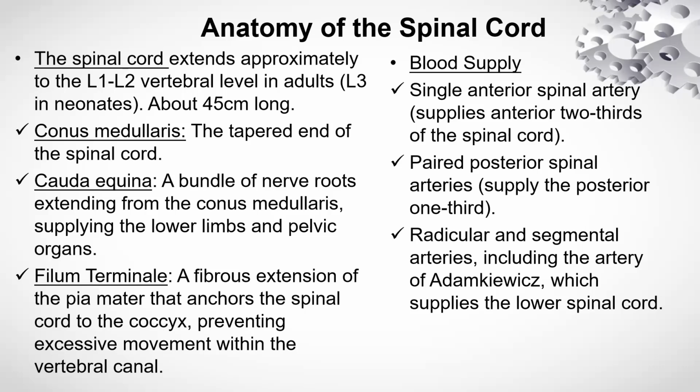All right, the spinal cord is supplied by a single anterior spinal artery, which supplies about the 2/3 anterior part of the spinal cord, while the posterior spinal arteries supply the posterior 1/3. We have other arteries, including the radicular segmental arteries, the artery of Adamkiewicz, which supplies the lower spinal cord.